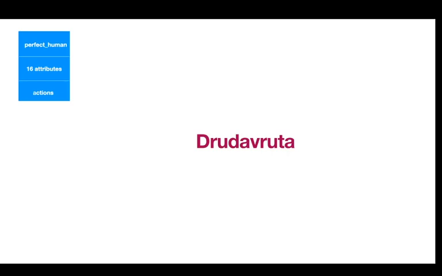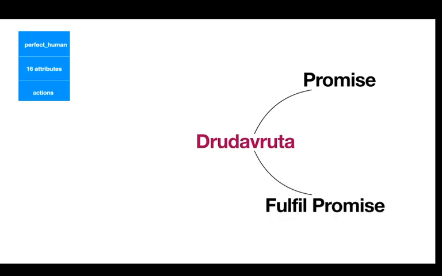The next attribute is Dridhavrata, one who is firm on the decision taken. That is a straightforward meaning. That is, he will give a promise, he will be forthcoming in giving a promise, but he will take all the steps to fulfill the promise also. It is not simply giving an empty promise.